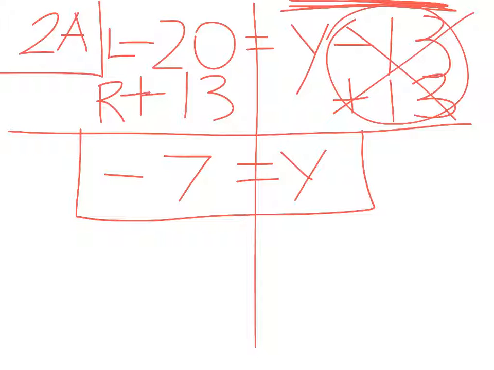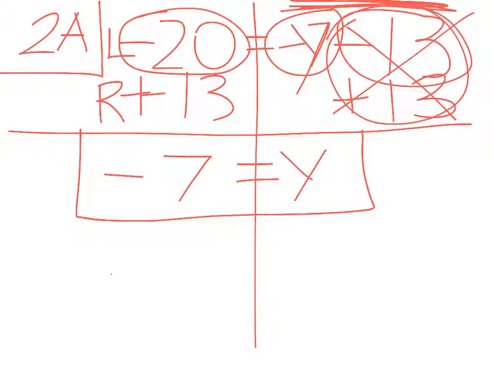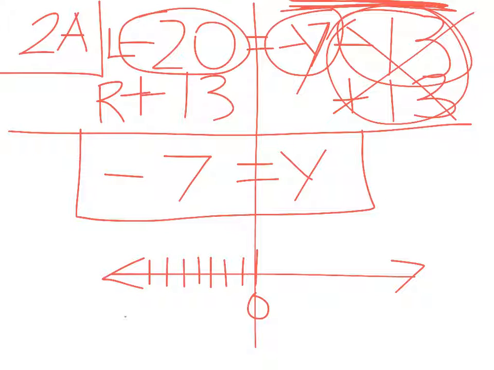Let's plug it back in. -7 is y. -7 minus 13. That's left 7, left 13. You end at -20. So I can see that it worked. Go ahead and set up your line here. There's 0, 1, 2, 3, 4, 5, 6, 7. There's -7, and graph your point.